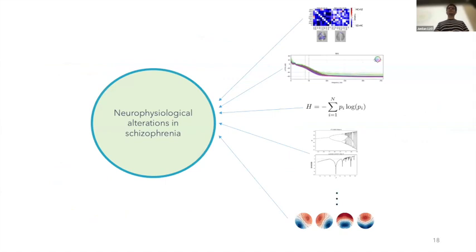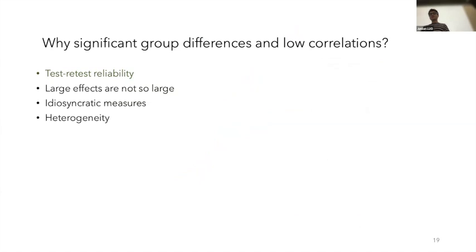So this can be problematic if you think that the idea of using these methods is to reduce this complexity and to point to the neurophysiological core mechanisms, right? And this lack of correlation goes against this goal, because every time you use a method, you will point to a different mechanism. So this can be problematic if we want to point to the core aspects of schizophrenia. Now there is the question, obviously, why do we find these significant group differences and low correlations?